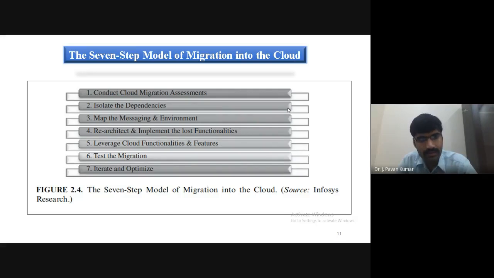Again, after testing, we will check whether it is acceptable or not. Otherwise, again we will perform the same steps. This we will be performing until we reach our required model. This is what a 7-step model for migration into a cloud. The 7th step is iterate and optimize. In the sense, whatever the six steps we have, all those 6 steps we will be performing repeatedly until we get the required model.